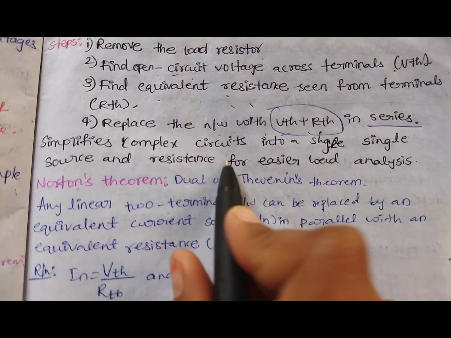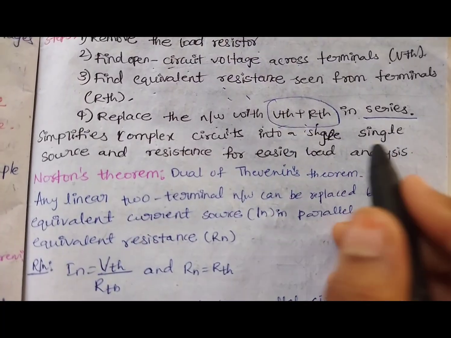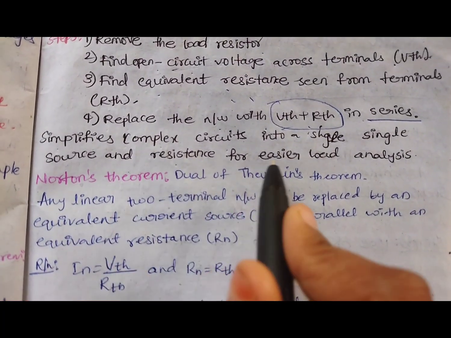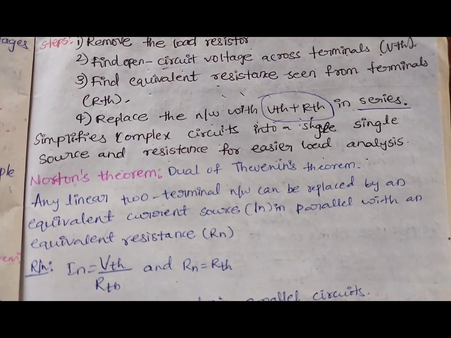This simplifies complex circuits. It is used for difficult circuits, reducing them to a single source and resistance for easier load analysis. This is the process of Thevenin's theorem.